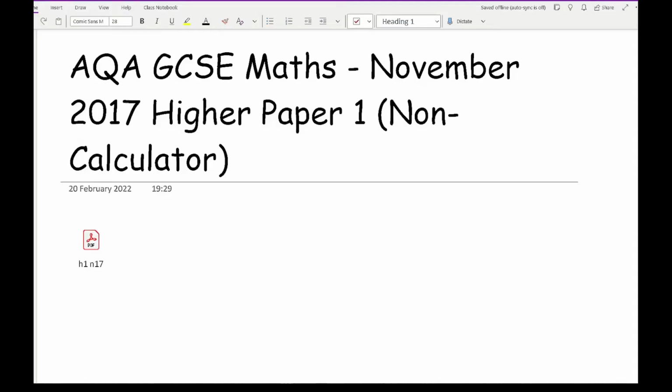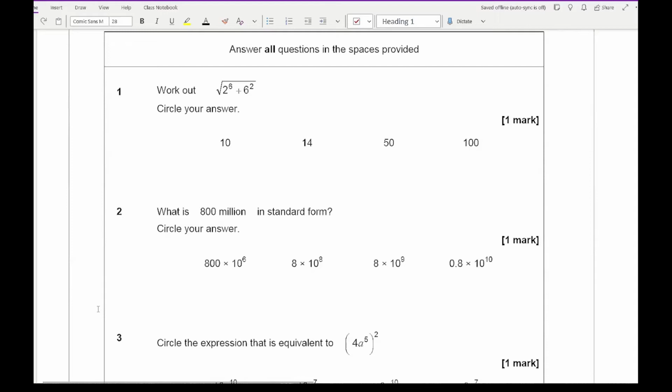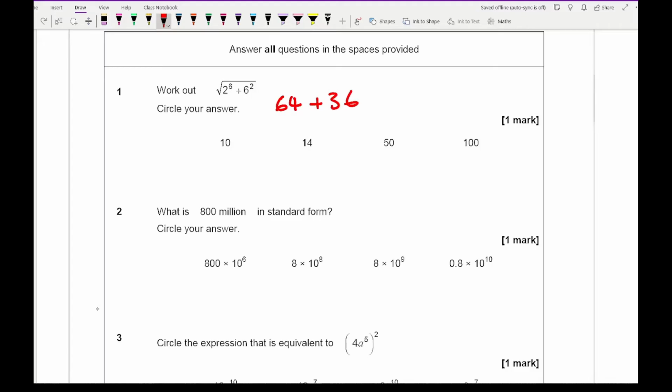So let's get started on this AQA November 2017 Higher Paper 1, which is a non-calculator paper. Looking at question 1, it says work out what 2 to the power of 6 plus 6 squared actually is, square rooted. So 2 to the power of 6 is 64, 6 squared is 36, and if we square root that we get the square root of 100, which is 10.